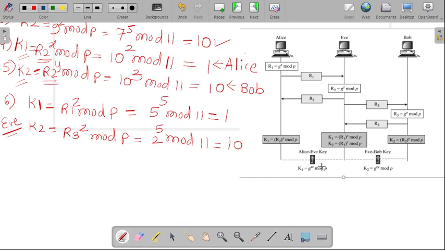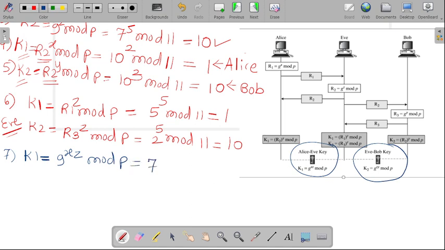Now we have to calculate the Alice and Eve key, that is K1, and the Eve and Bob key, that is K2. So in the seventh step, K1 is equal to G raised to XZ mod P. Here X and Z are the private keys of Alice and Eve. So 7 raised to 2 into 5 mod 11. So 7 raised to 10 mod 11, we got the value 1.